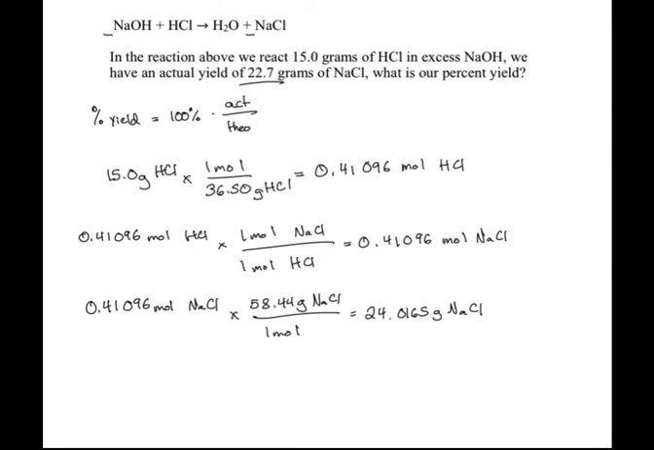So now we're going to plug everything into our formula above. So 22.7 over 24.0165 grams. We're going to multiply this by 100%, and this is going to give us 94.6%, and that is our percent yield.